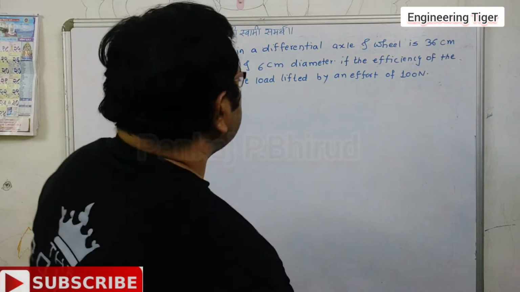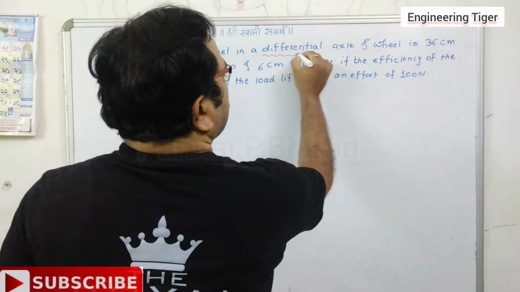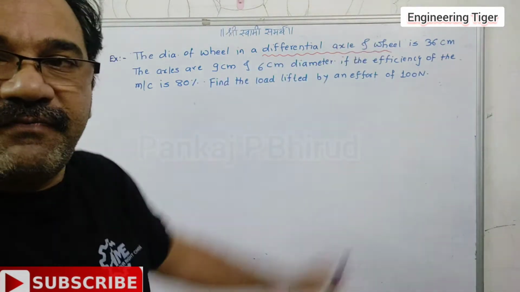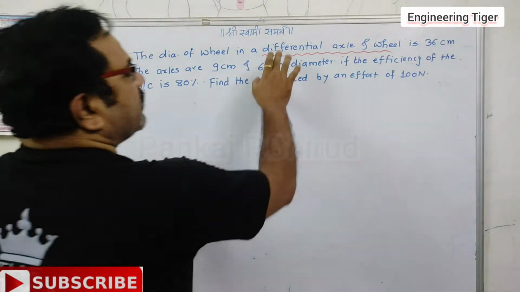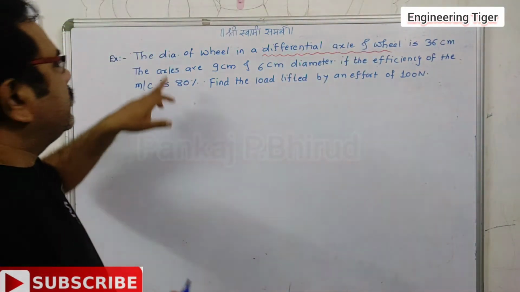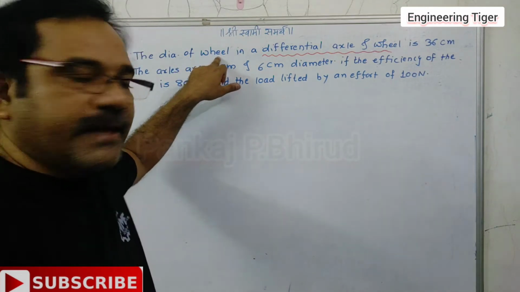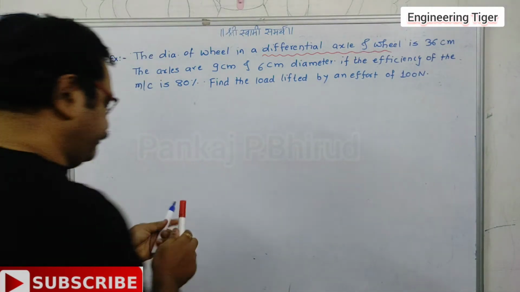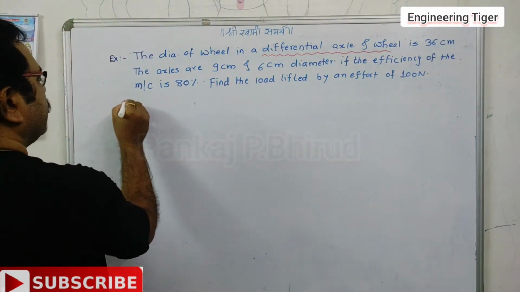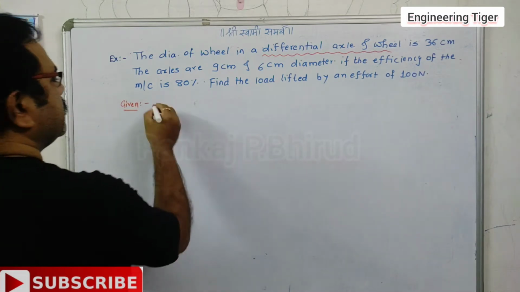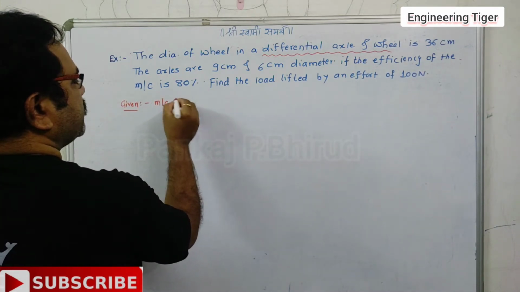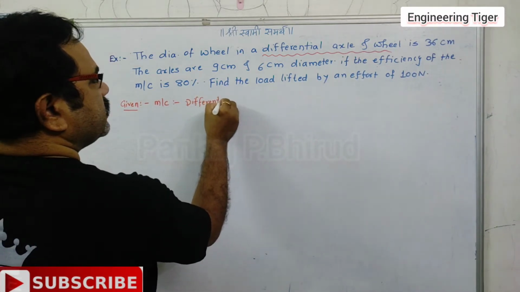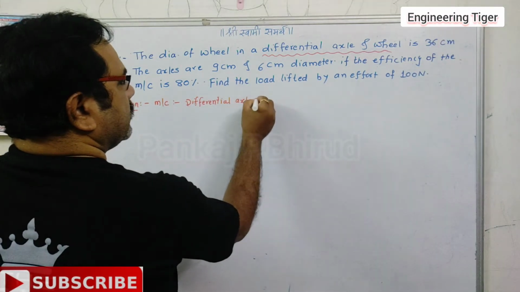Now here the machine is the differential axle and wheel. In the differential axle and wheel, there is one effort wheel and two axles of different diameter. So the given data is: machine name is differential axle and wheel.